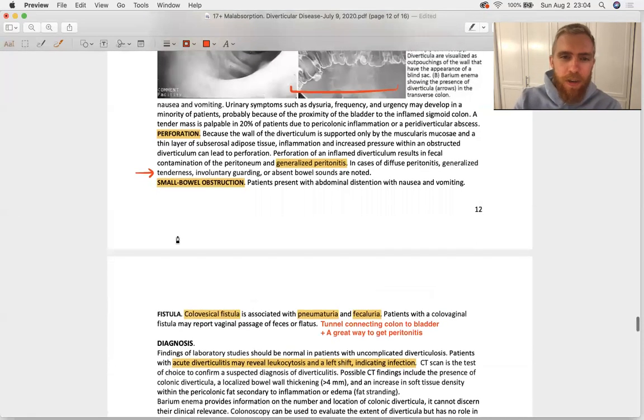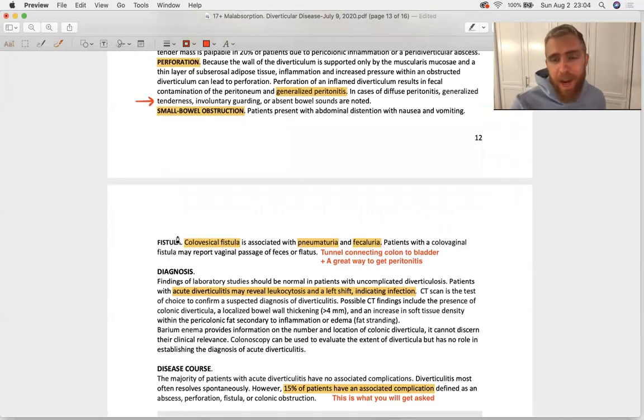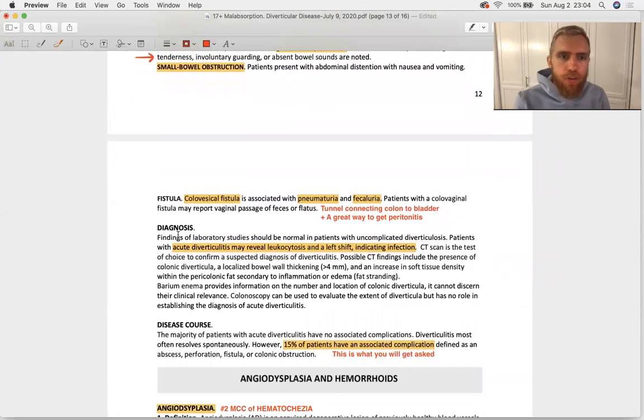So perforation can, of course, happen, because an aneurysm can pop, so a diverticulum can pop. And that can lead to a generalized peritonitis as the contents of the bowel spill into the peritoneum. We've got a whole other SDL on that. And what you're going to see clinically is, again, tenderness, guarding, involuntary guarding, rigid abdomen, or possibly absent bowel sounds. You can get a small bowel obstruction from diverticulitis as well. That's a great question, I wonder how you do get small bowel obstruction from that. I don't know, it doesn't say, but you can.